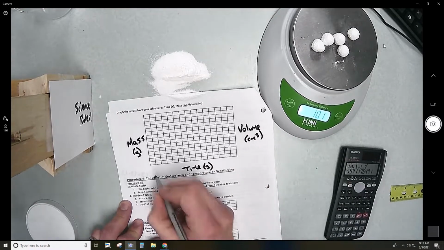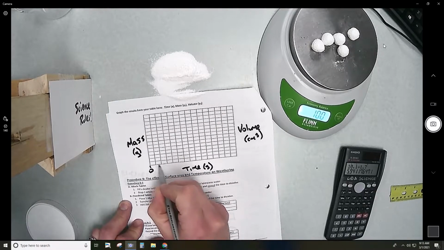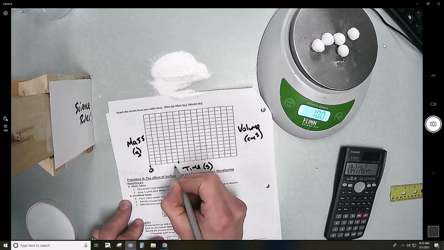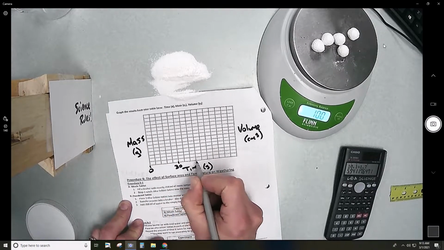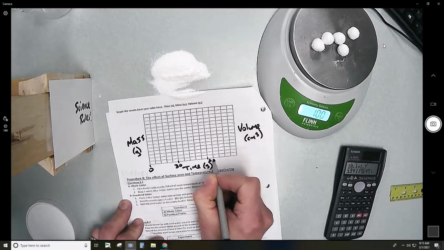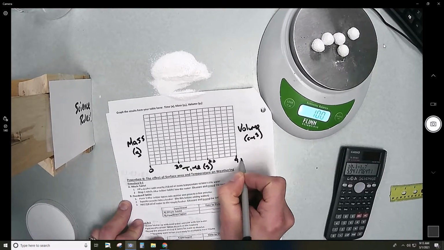Now we had 90 seconds total, so that's 0. I went 1, 2, 3, 4, 5, that's 30 seconds. 1, 2, 3, 4, 5, that's 60 seconds, and this is 90 seconds over here.